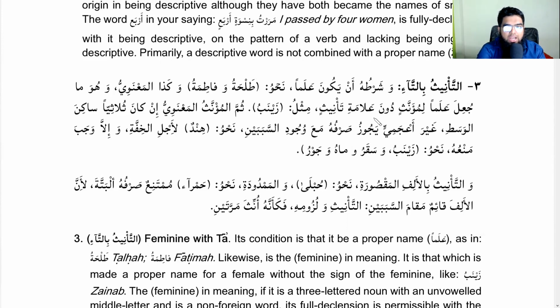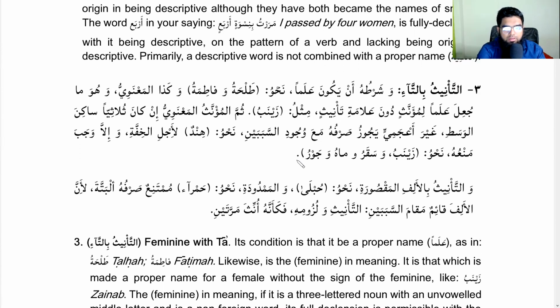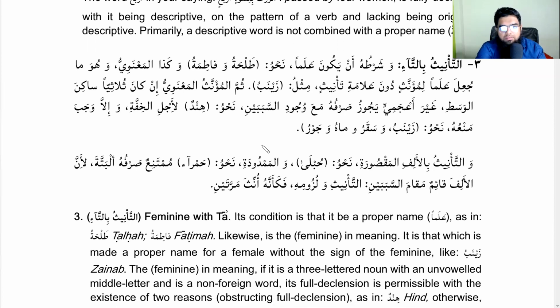وهو ما جعل علما لمؤنث دون علامة التأنيث. So some names might not have the ta, like Zainabu. So still it is feminine. Still it will be a diptote. Mithlu Zainabu. So you might ask, why is Zainabu a diptote? It doesn't have a ta. We say, no, it's muannath ma'nawi. It's feminine due to meaning. I mean, it's a name.